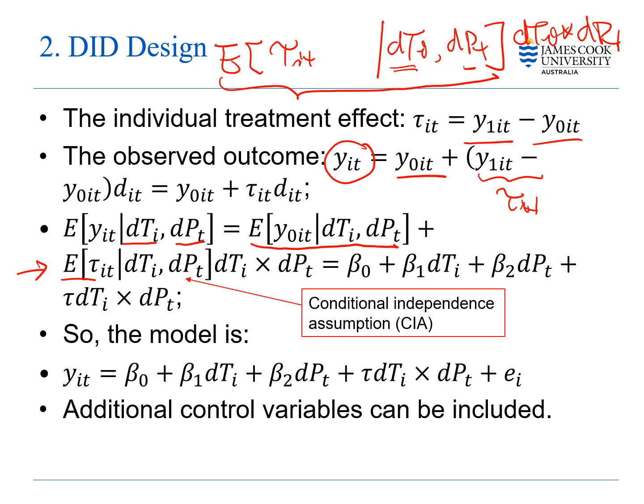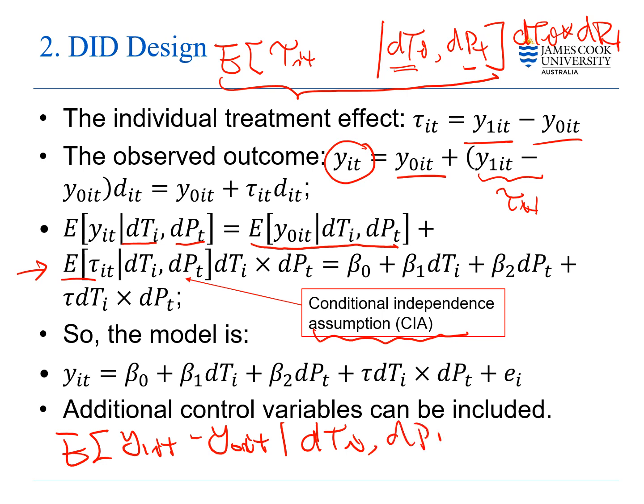Now we are going to use what is called the conditional independence assumption. Again, we need this: Y1it minus Y0it, the individual treatment effect, conditional on dti and dpt, is equal to the unconditional one. So we need this conditional independence of treatment assignment. This is also needed.